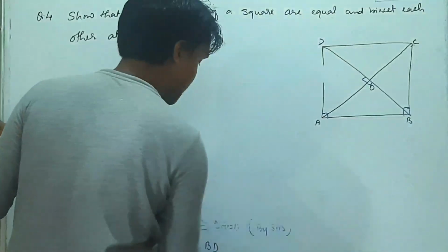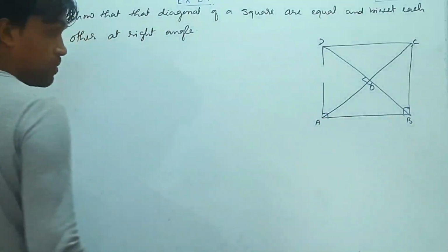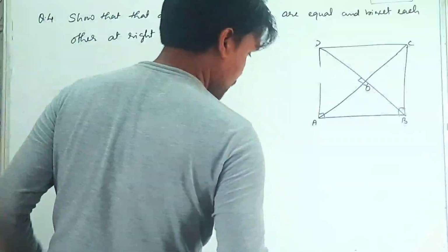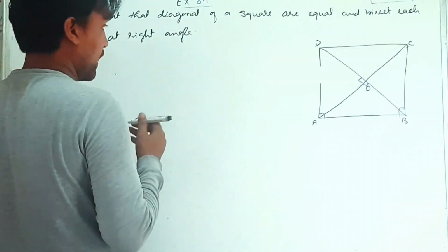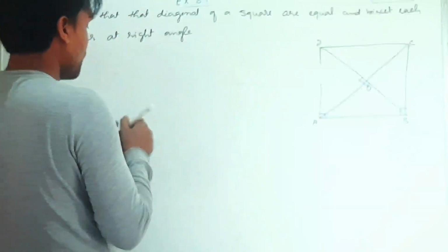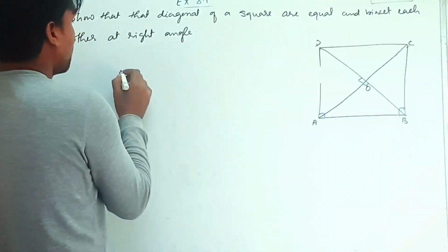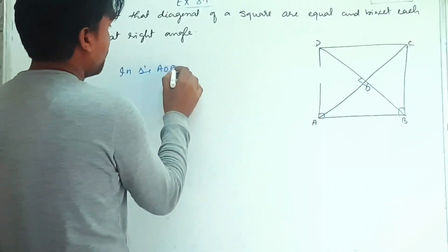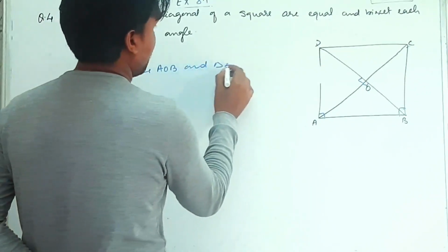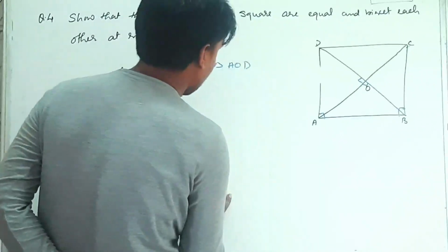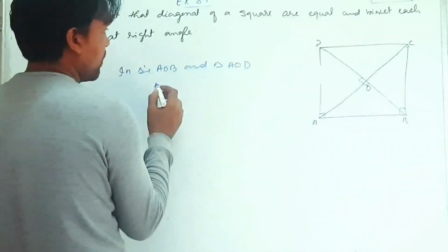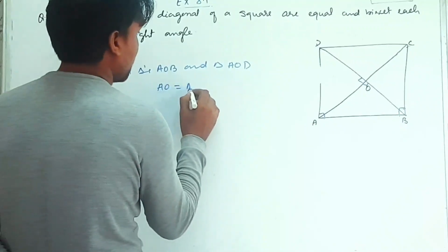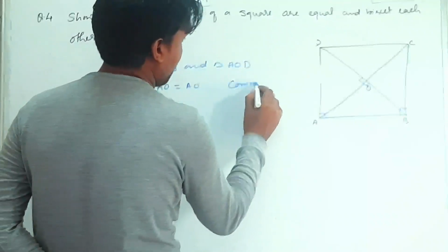So the second part of the question, sorry, we have to take it again. So in the second part, what will we do? In triangle AOB and triangle AOD, we will take it like this. In both these triangles AOD and AOB, AO is common. AO equals AO, common.